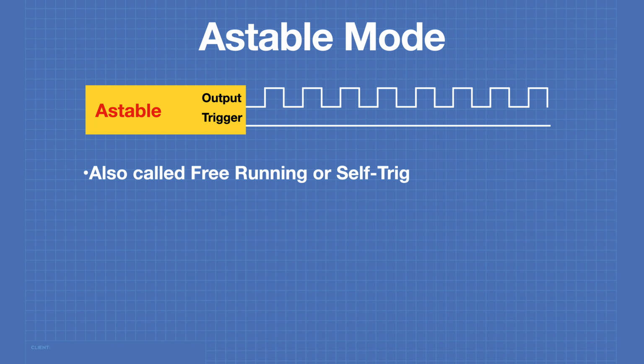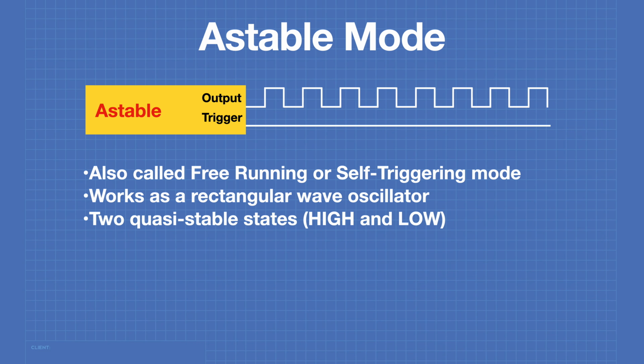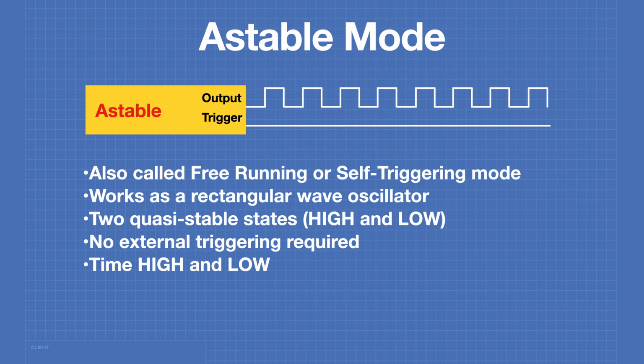Astable mode is also called free running or self-triggering mode. In this mode, the 555 works as a rectangular wave oscillator. The output is at 2 quasi-stable states, either high or low. In astable mode, there is no external triggering required to produce an output signal. The time that the output signal spends high and low is set by 2 resistors and a capacitor.